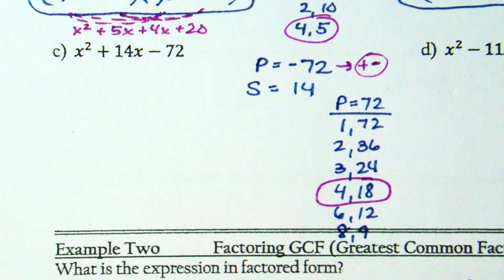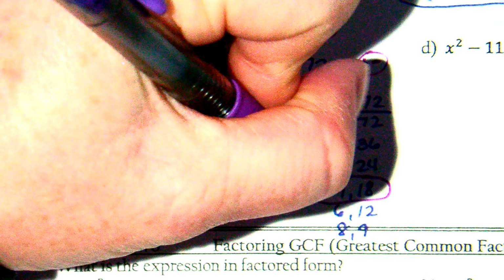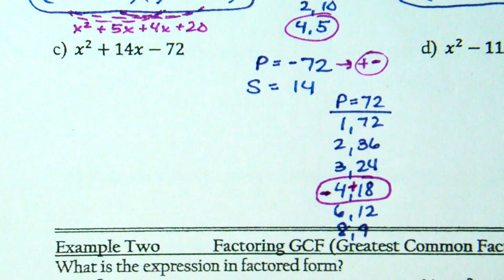Put an 18 plus negative 4. Okay, so if they add to be a positive, the larger number has to be positive, and the smaller number is negative. So it's going to be negative 4 and positive 18. And you can think, negative 4 plus 18, that's 14.